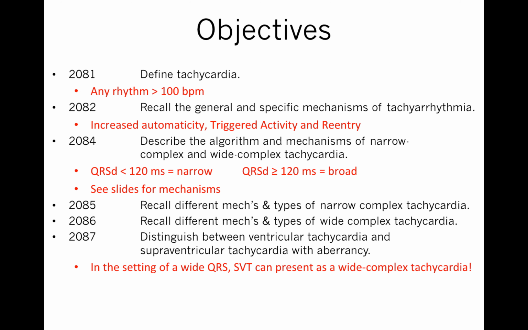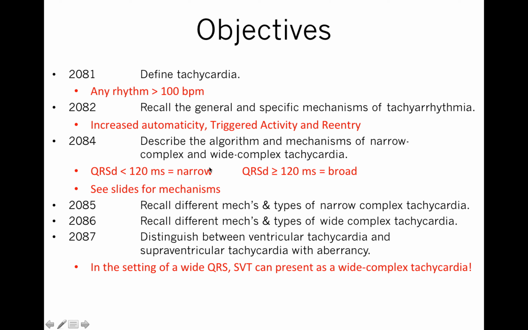So we've gone through all the objectives. Define tachycardia: it's any rhythm more than 100 beats per minute. Recall the general and specific mechanisms of tachyarrhythmias. Those are increased automaticity, triggered activity, and reentry. Describe the algorithm and mechanisms of narrow complex and wide complex tachycardias. If the QRS is less than 120 milliseconds, it's narrow. If it's more than 120 milliseconds, it's wide.